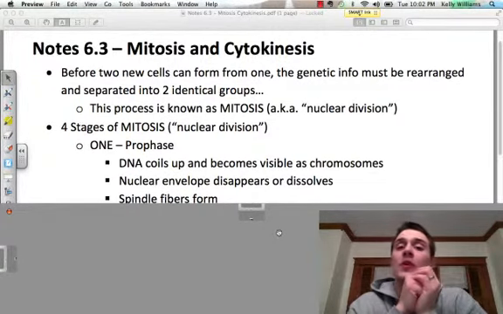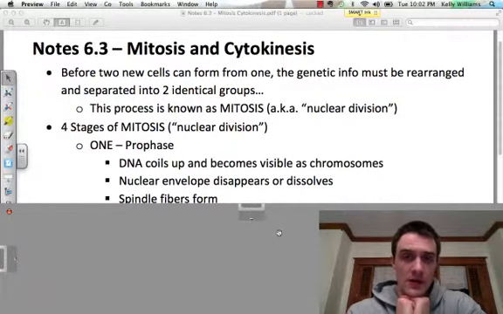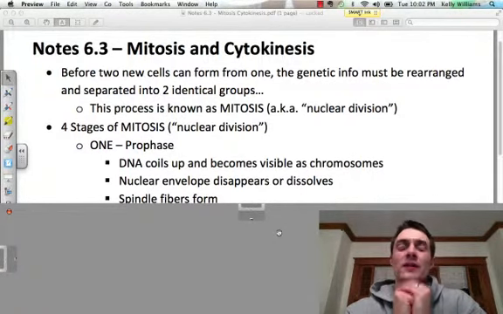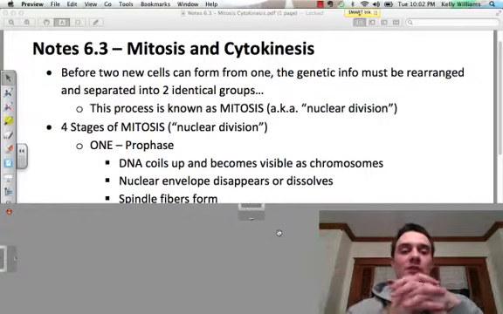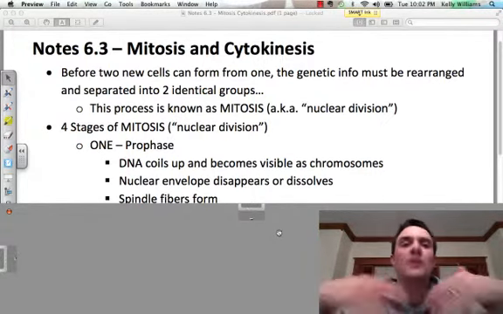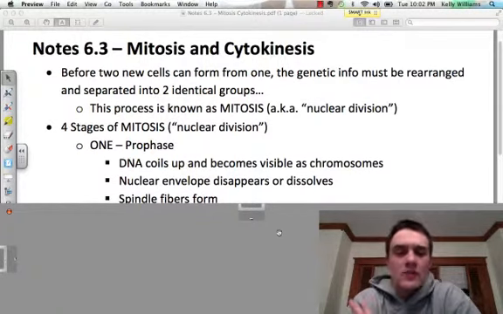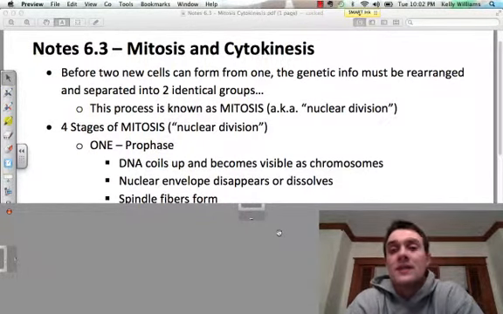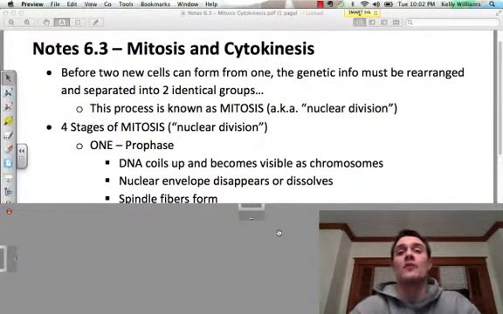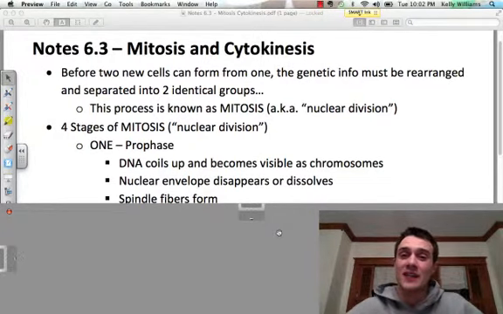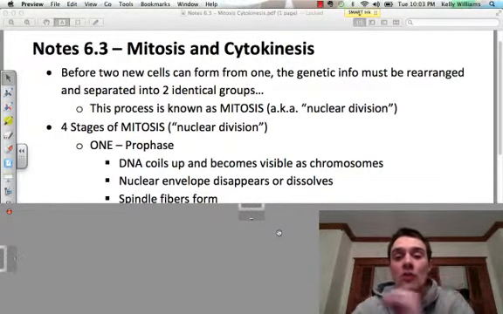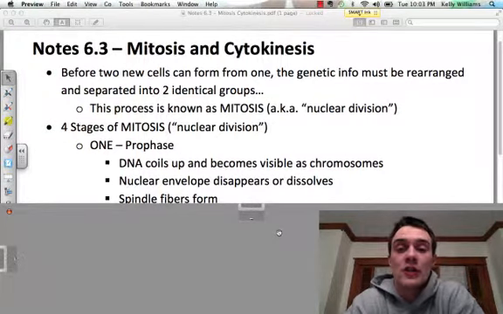The first one is called prophase. Prophase starts with a P, so I like to think of prepping, pre-phase. It's the first one, getting things ready. What's happening is the DNA has started to coil up. It's gone from its long single-stranded form and started to coil up into a tight chromosome-like structure, and it becomes visible as a chromosome.